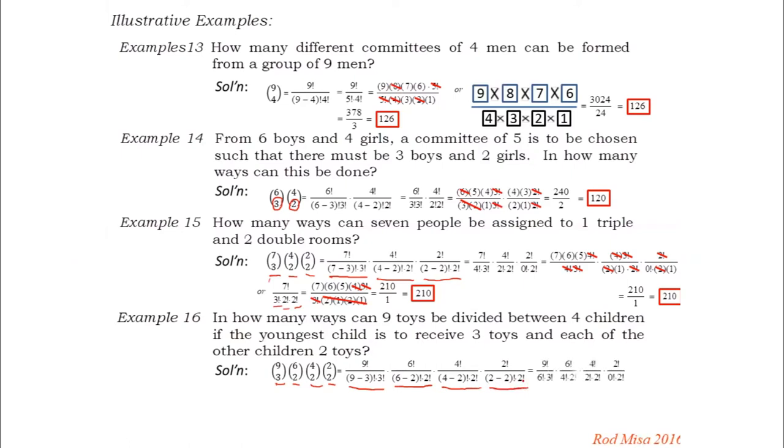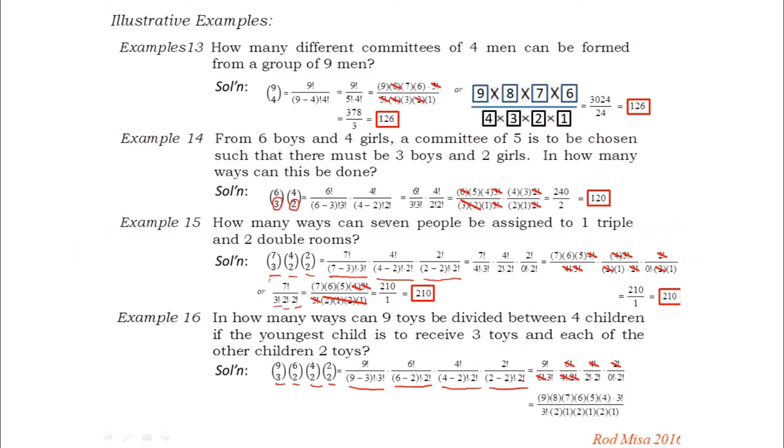And simplifying these numbers, we have 9 factorial divided by 6 factorial times 3 factorial. And canceling the 6 factorial in the numerator with the 6 factorial in the denominator, we can also cancel the 4 factorial with the 4 factorial in the denominator. And so with the 2 factorial with the 2 factorial in the denominator.